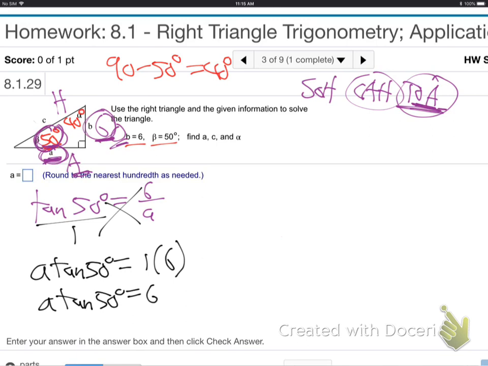How do you solve for little a now? Just divide by tan 50. Boom, little a's alone, hit the buttons. I don't got my calculator. So anybody got that one?